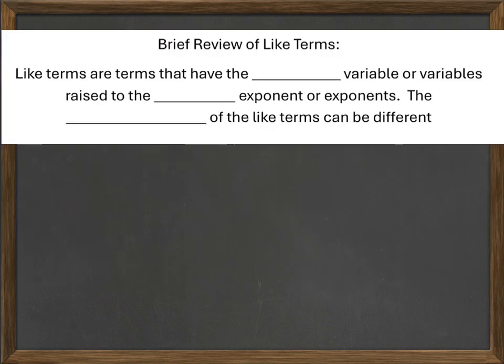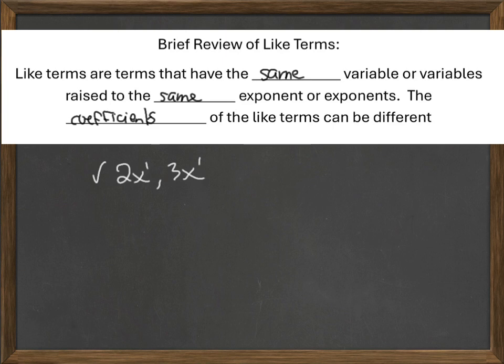So let's do some brief review. First of all, what are like terms? Like terms are terms that have the same variable or variables raised to the same exponent or exponents. However, the coefficients of the like terms can be different. So let's see if we can figure out some examples. What about 2x and 3x? Are those like terms? Absolutely, because they have the same variable, which is x, and it's being raised to the same power, which is 1.